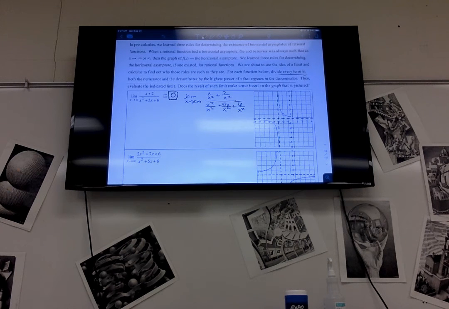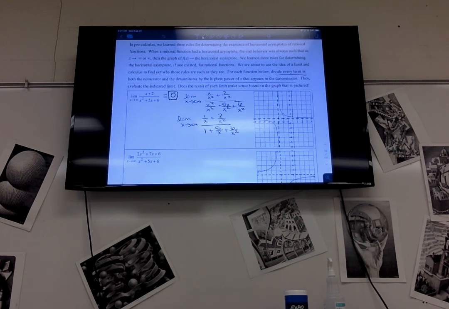Well, we're going to simplify. So that's 1 over x on top, right? Plus 2 over x squared, over 1, plus 5 over x, plus 6 over x squared.